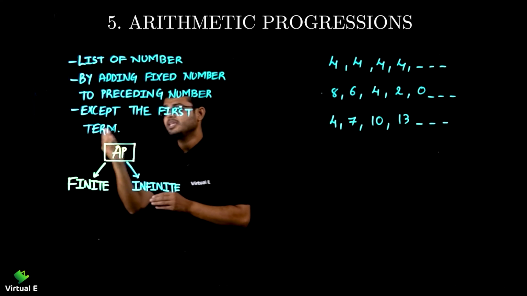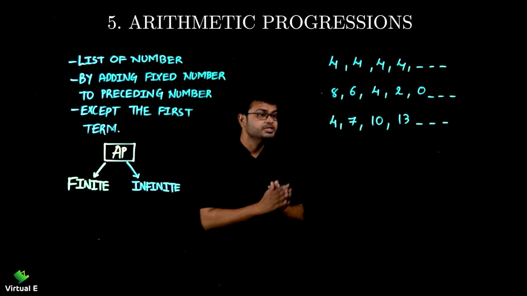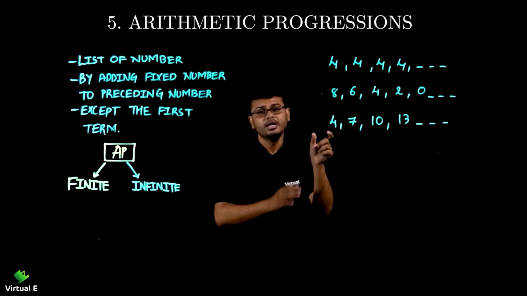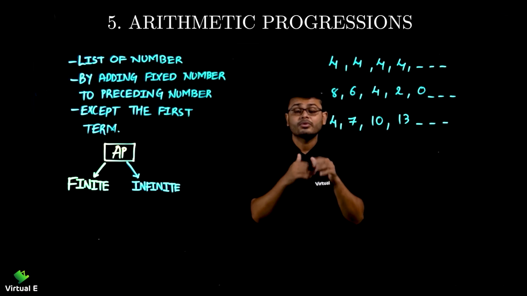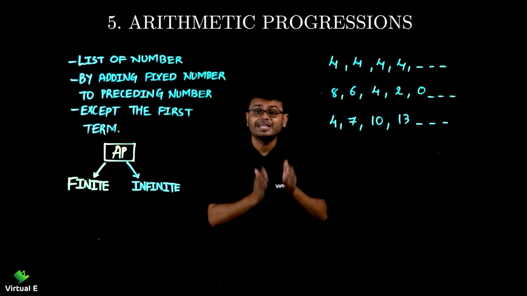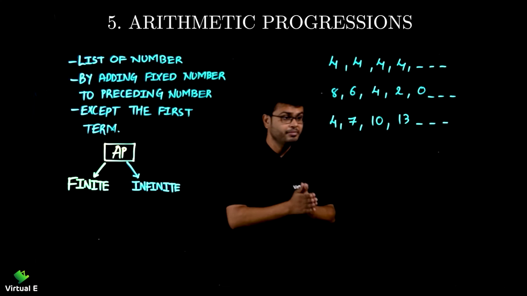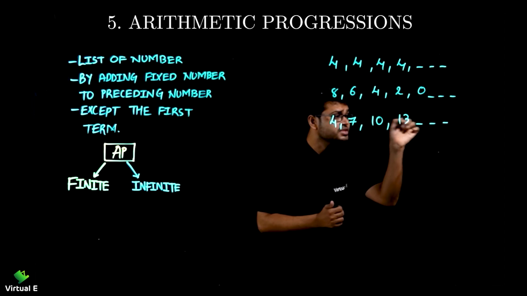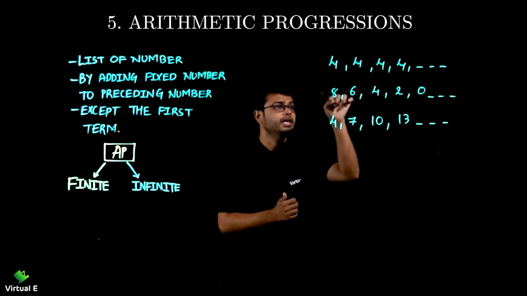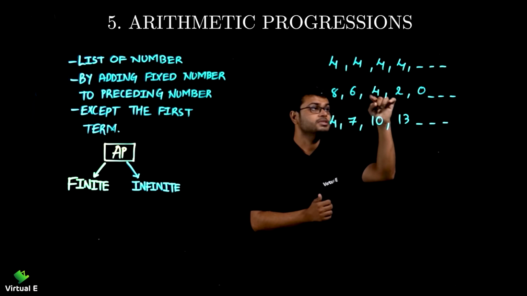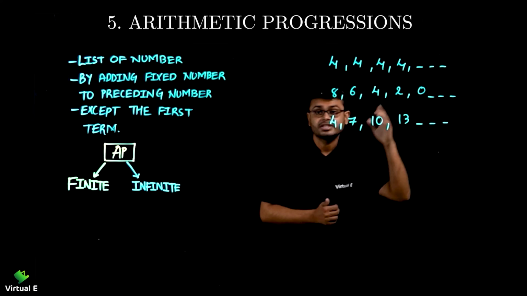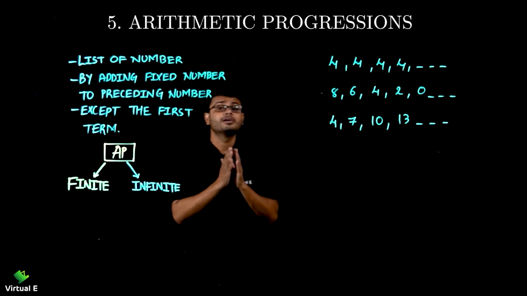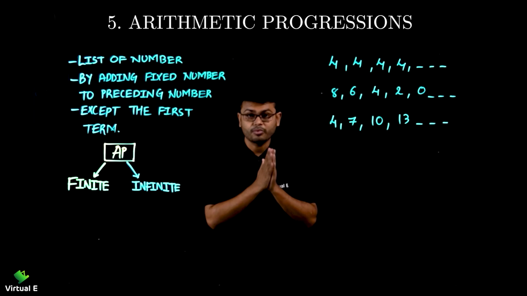But except the first term. For the first term, there is no condition. It is the first term, that's its starting point. We are not adding, we are not doing any kind of process to get the first term. Remember, term. You must be thinking what is a term. So all these numbers are called the terms. 8 is a term, 6 is a term, 4 is a term, 2, then 0. These all are terms. So this is the basic idea of the arithmetic progression.